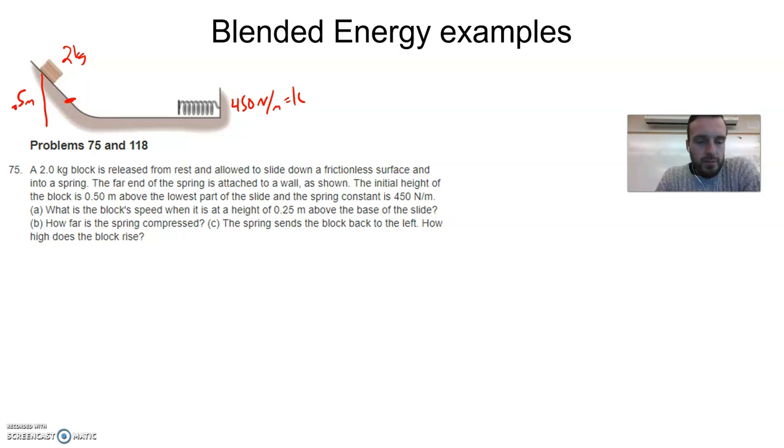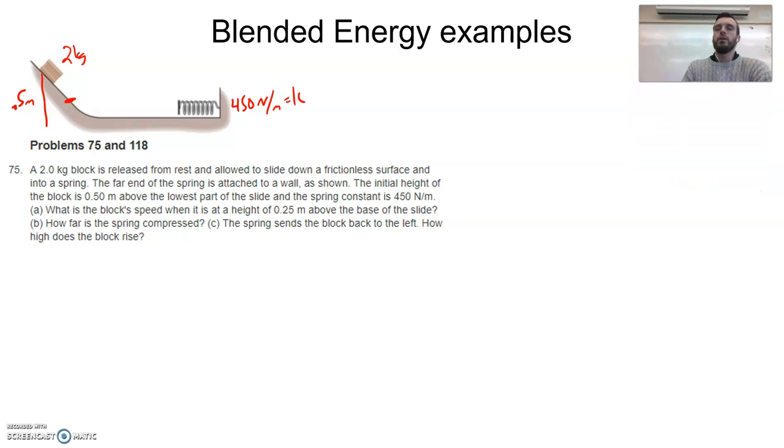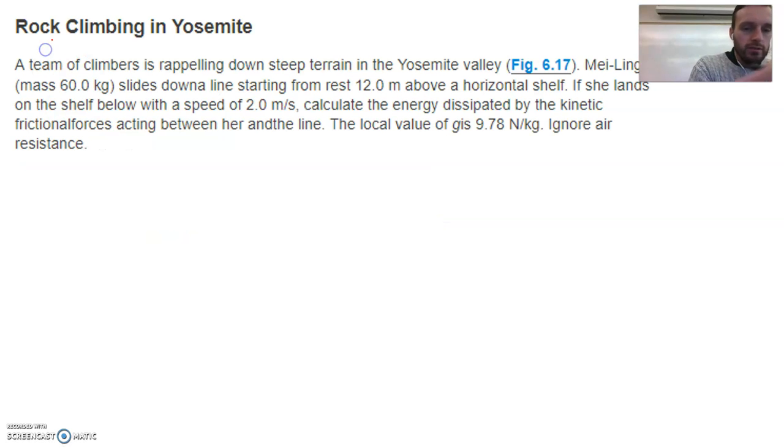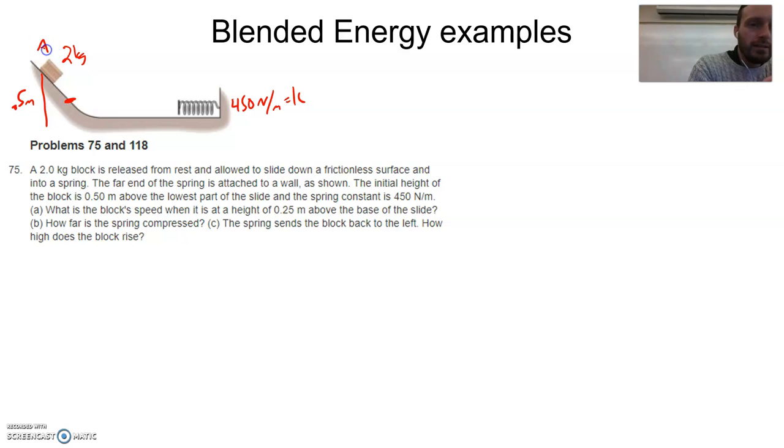Then it asks, how far is the spring compressed? And the spring sends the block back to the left. How high does the block rise? Lots of good details in this one, so let's break it down step by step. I'm going to define point A as the top point, point B as halfway down the ramp, and point C as when the spring is all the way squished when our crate hits it. So we're going to define those points.